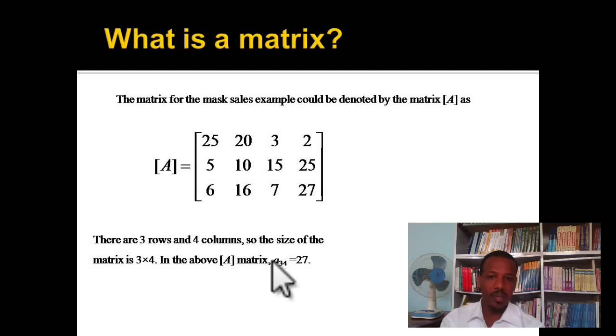The above matrix is A. Here, a34 means the element that is found in the third row, that means row 1, row 2, row 3, and the fourth column. This is column 1, column 2, column 3, column 4. So a34 means the element that is found in the third row and the fourth column, and it is 27.